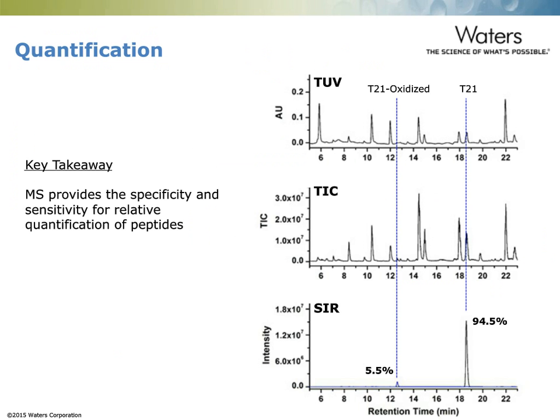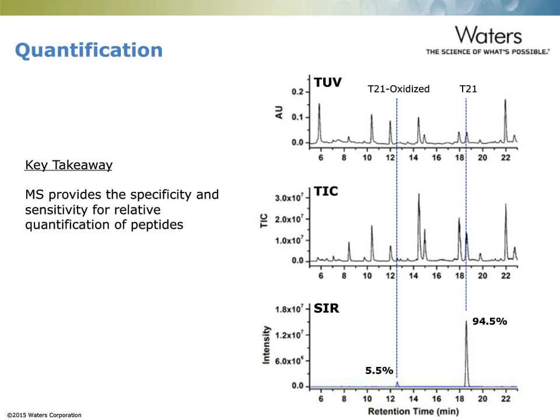Then we apply that type of approach to looking at something like an oxidized peptide. Shown in this slide is the TUV chromatogram for the T21 oxidized peptide as well as the native peptide. What we can see is that for the native peptide versus the oxidized in the TUV, there's no real discernible peak corresponding to the oxidized species seen in the optical trace. If we look at the total ion chromatogram, there appears to be a peak there, for the native as well as the oxidized species.